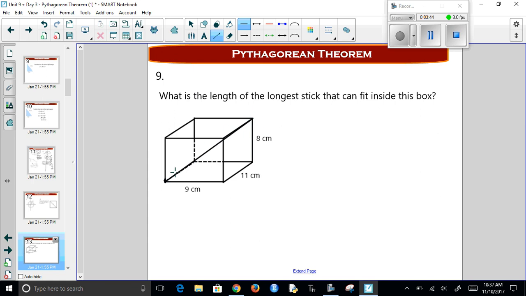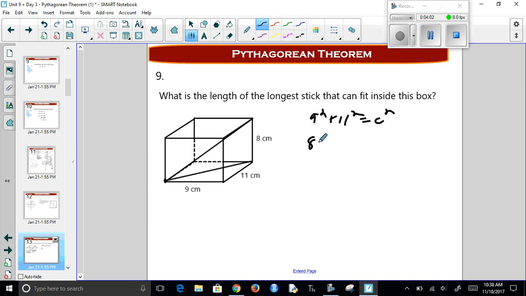Now, we don't know what's the longest stick we can fit in this box right away, but we could find this distance because down here that makes a right triangle, assuming this is a rectangular prism. So if I have 9 and 11, I can take 9 squared plus 11 squared equals c squared. You know what? I'm not even going to figure that out. I'm just going to square root both sides. I could figure out the value in 81 plus 121, but I think it helps to not do that right now. So I'm going to say this whole side is the square root of 9 squared plus 11 squared. You can't read it, but that's what that is.